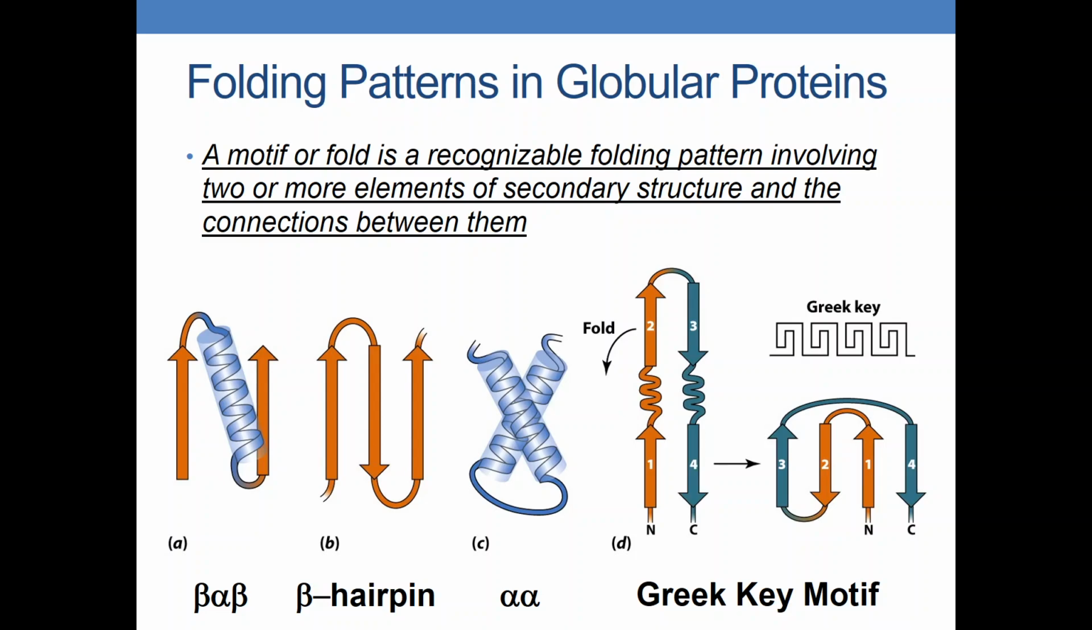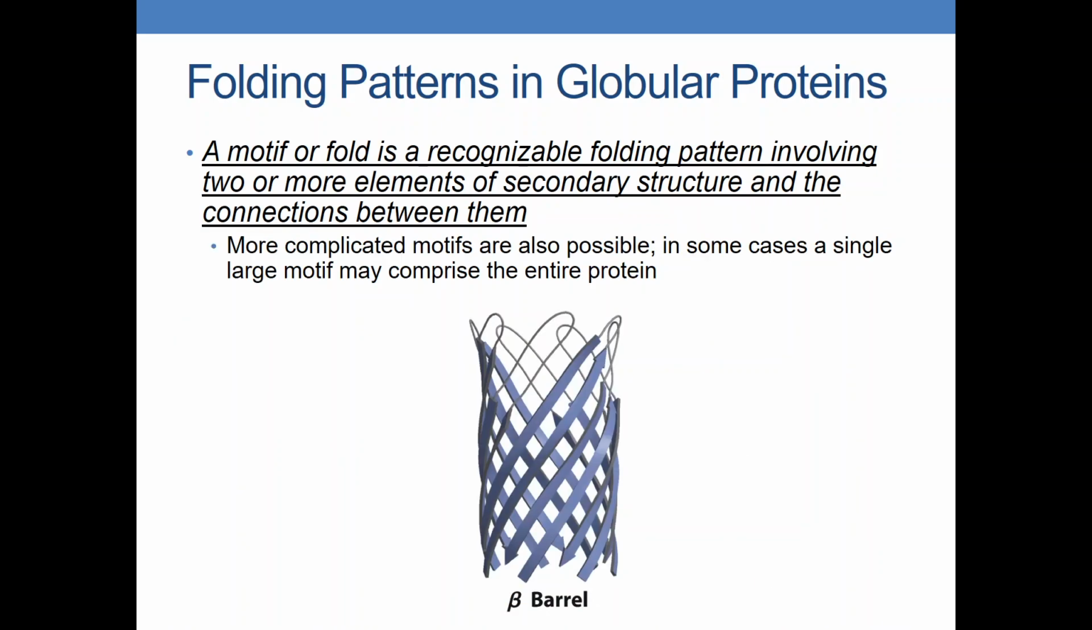So motifs, folds, these are used to build the overall protein structure. In most cases, your protein structure is going to be built from multiple motifs, but in some cases, you may see more complicated motifs that comprise the entire structure of a protein. So here, as an example, this is the beta barrel motif.